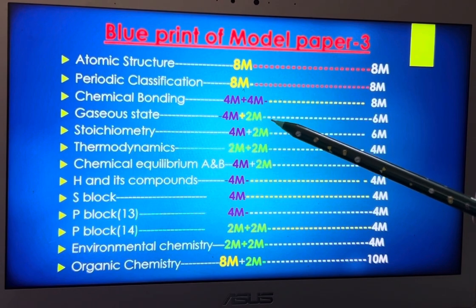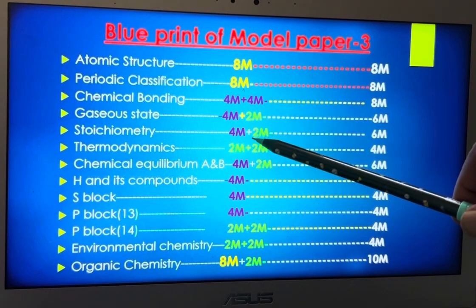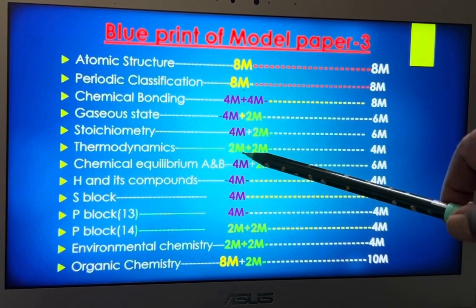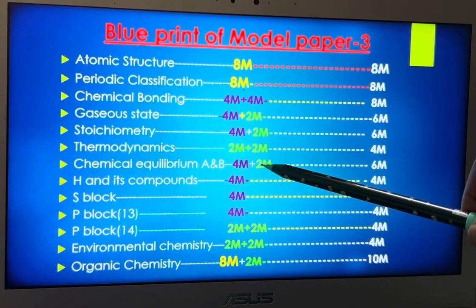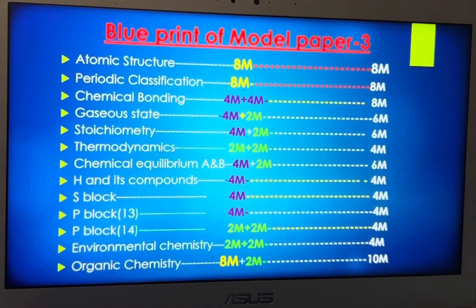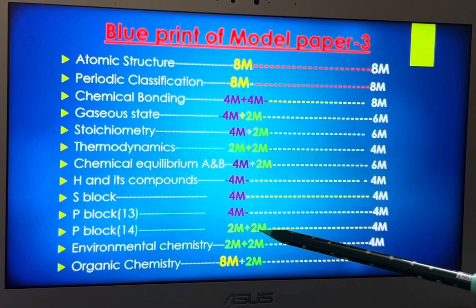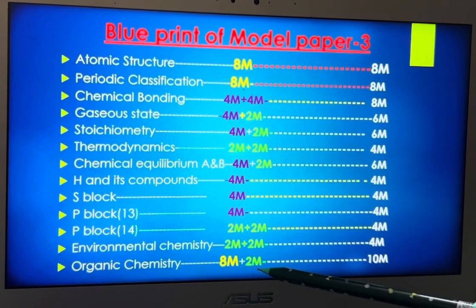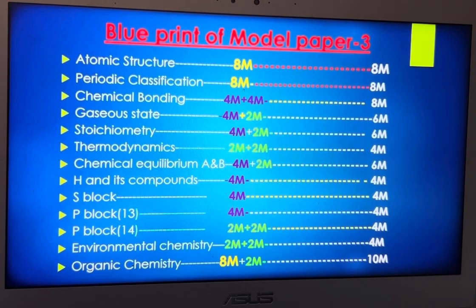Similarly, 2 marks questions are coming from gaseous state 1, stoichiometry 1, thermodynamics 1, chemical bonding or chemical equilibrium and acids and bases 1, P block elements 14th group 1, environmental chemistry 1, and organic chemistry 1 2 marks, that is left over after giving the 8 marks question, that is total weightage is 10 marks.